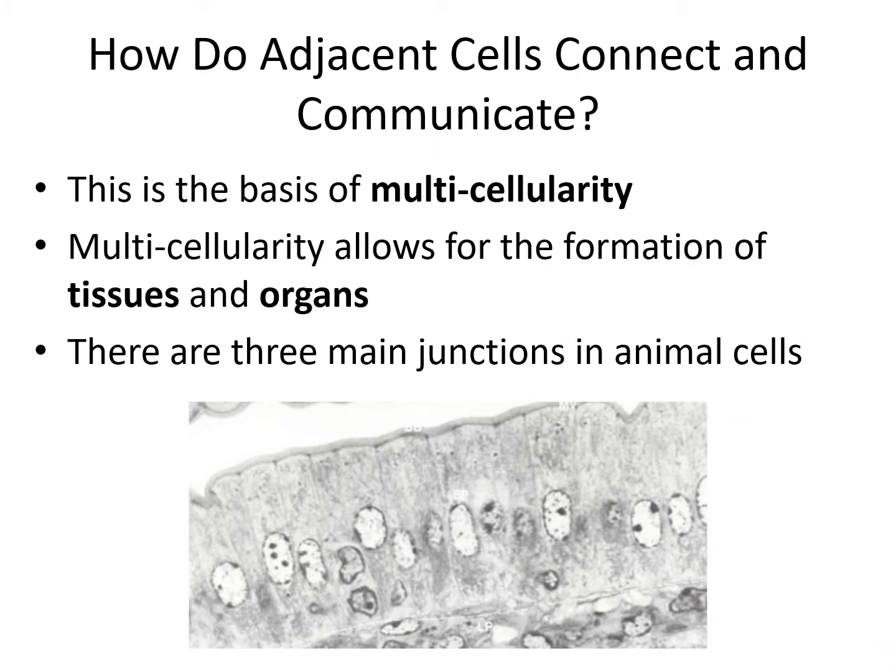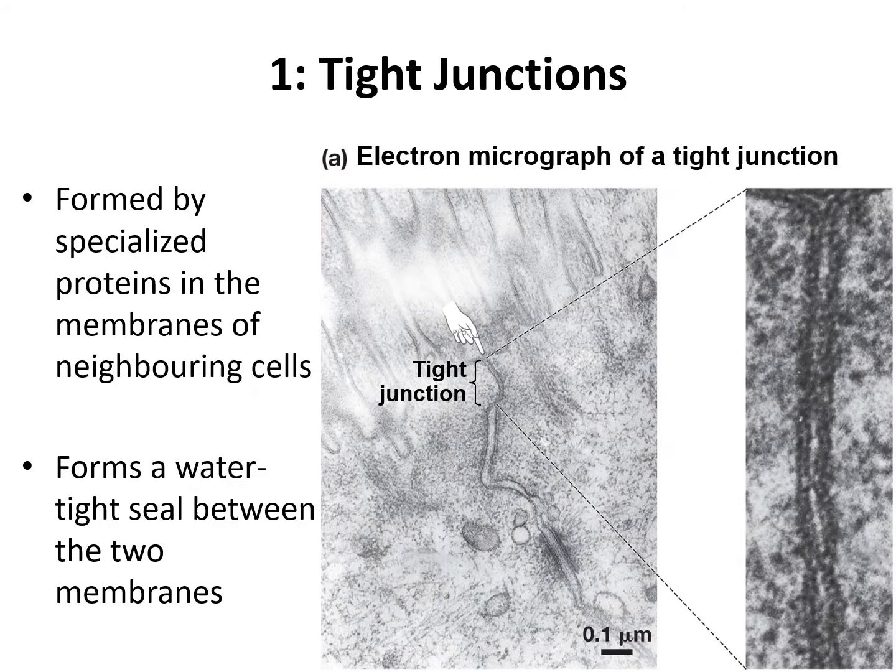Cells have to communicate with each other. This is especially important during development. So we have many different organs with many specialized tissues, and cells take their identity from the cells around them. This has to happen in order for cells to organize themselves into organs and organ systems as we develop. There are three main junctions in animal cells that either stick them together, allow them to communicate, or allow them to pass materials. The first type of junction we'll talk about is a tight junction.